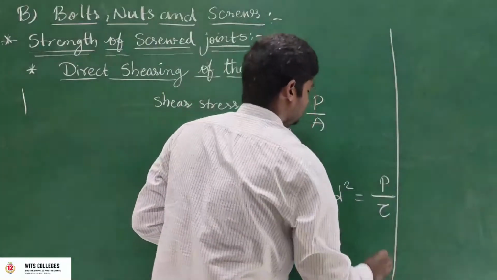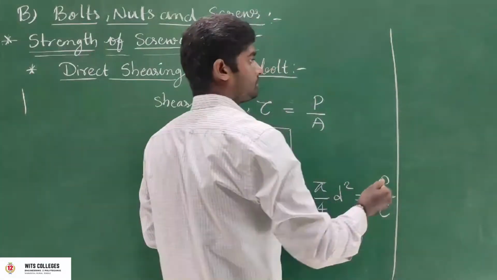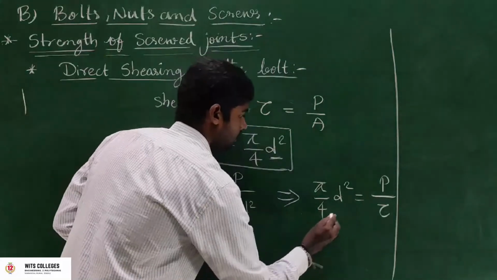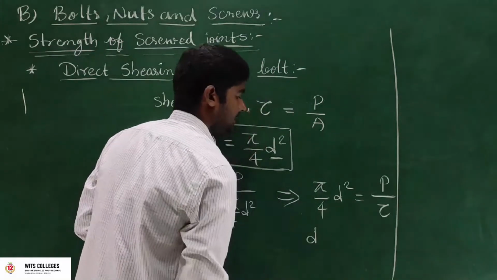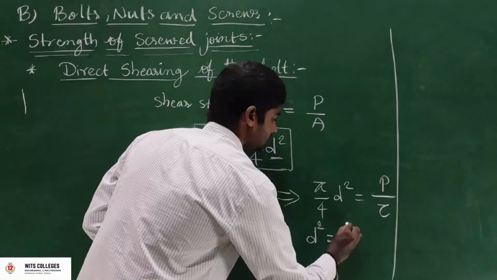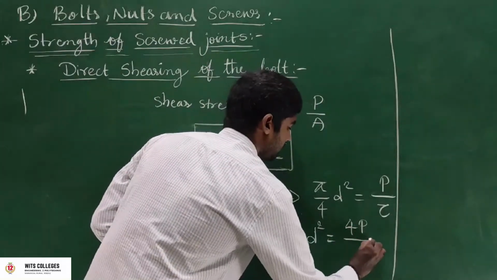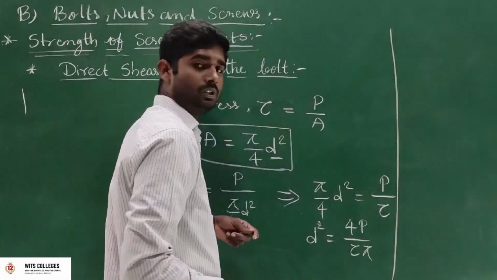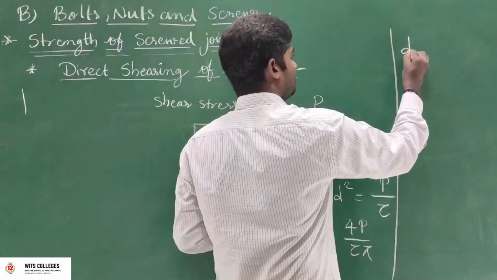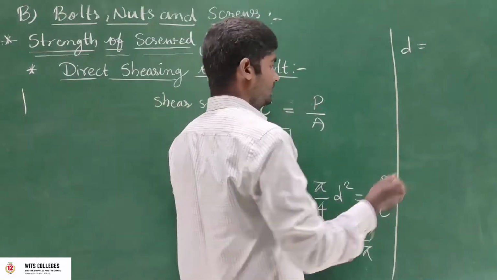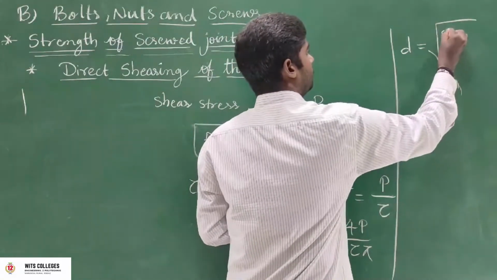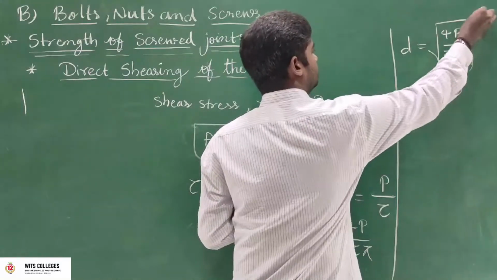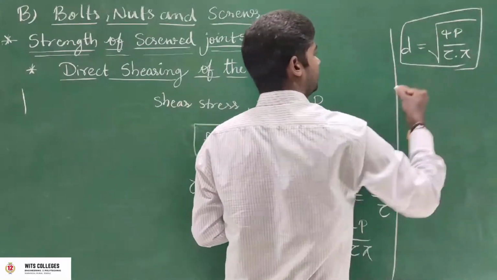Let's see it in this one. d square is equal to 4P by tau into pi. Let d is equal to under root 4P by tau into pi. This is our final equation.